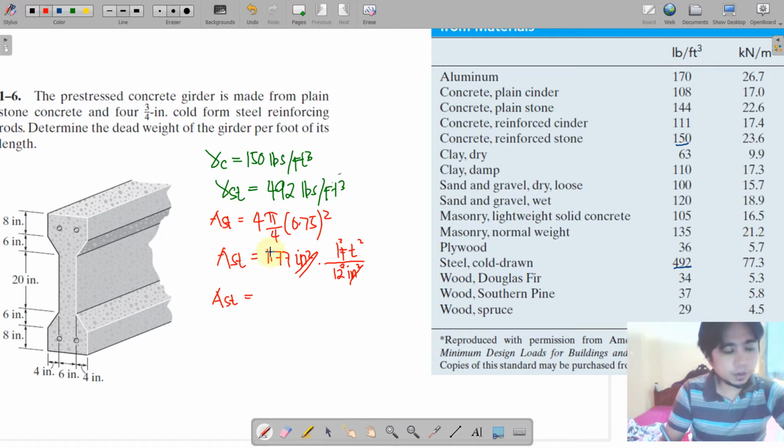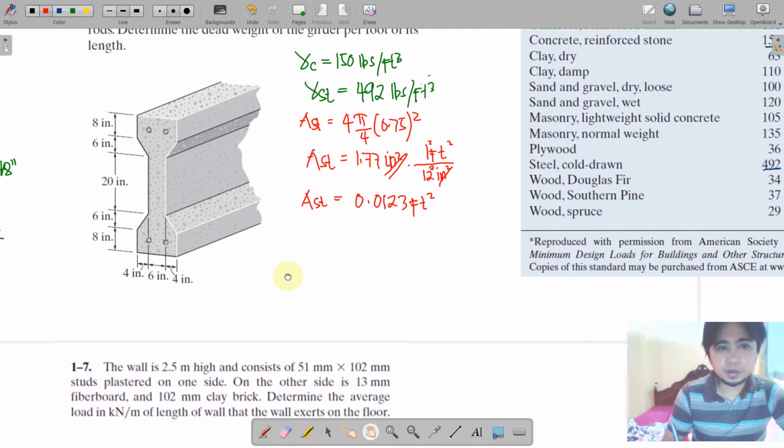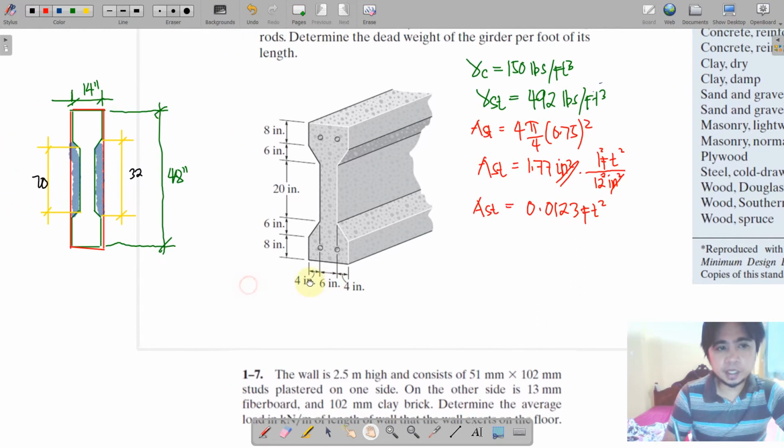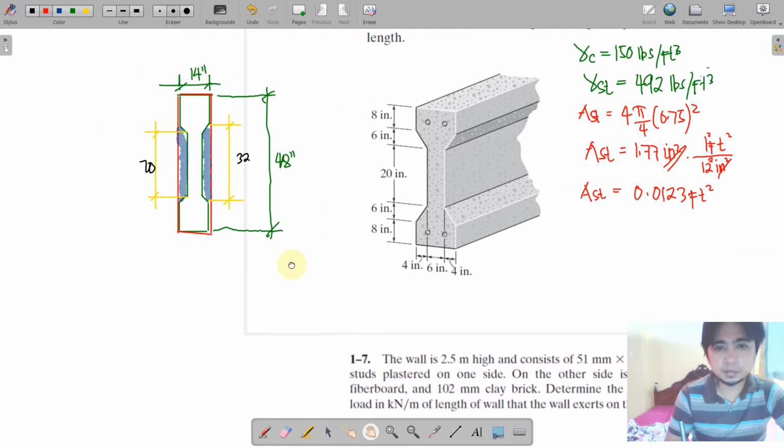We have 0.0123 feet squared. Okay, so we are done with the steel. Next, we have the concrete. As for the concrete, the easiest way to do that is to consider a rectangle minus the two trapezoidal sections on both sides. So we will do that.